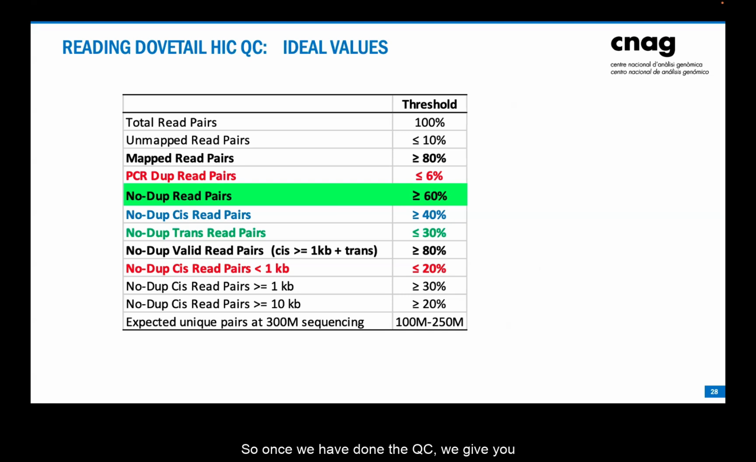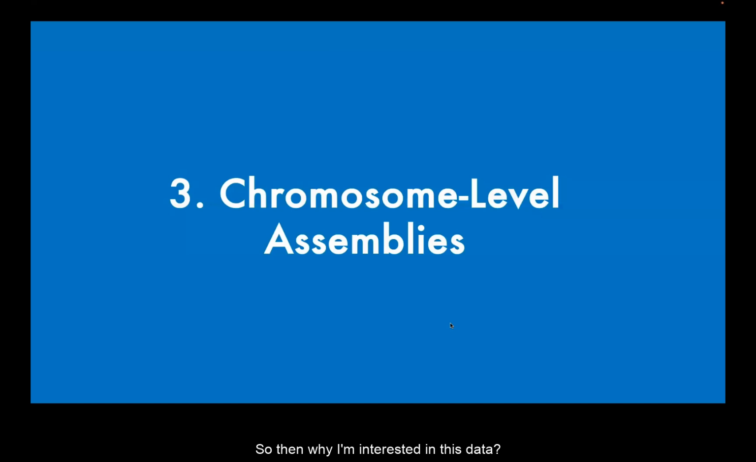So once we have done the QC, we give the green light, we discuss among the lab, and say, okay, let's sequence the library more deeply. So then, why am I interested in this data? Because we are doing genome assemblies. And even if you have a really high contiguity, really nice assembly to start with from just nanopore reads, which is basically what we use. We've been using BioClear reads, and we expect to use the Revio HiFi reads soon, which are supposed to arrive this summer.